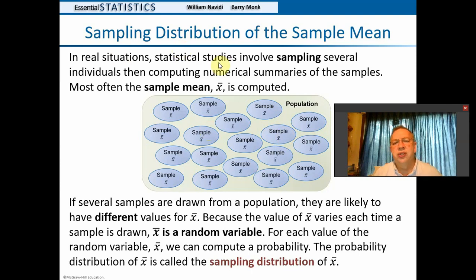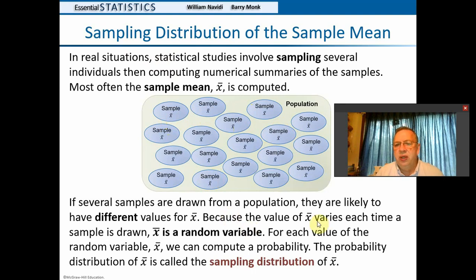Okay. In real situations, statistical studies involve sampling several individuals, then computing numerical summaries of the samples. Most often, the sample mean is computed. If several samples are drawn from a population, they are likely to have different values of X bar. So you can consider this to be X bar 1, X bar 2, X bar 3, all throughout. But the key is now that each one of these is going to be the same sample size.